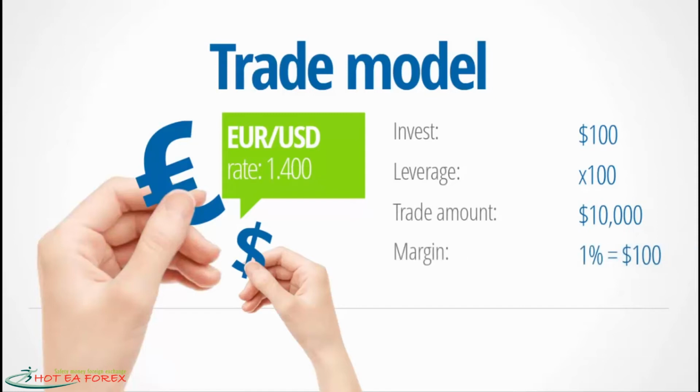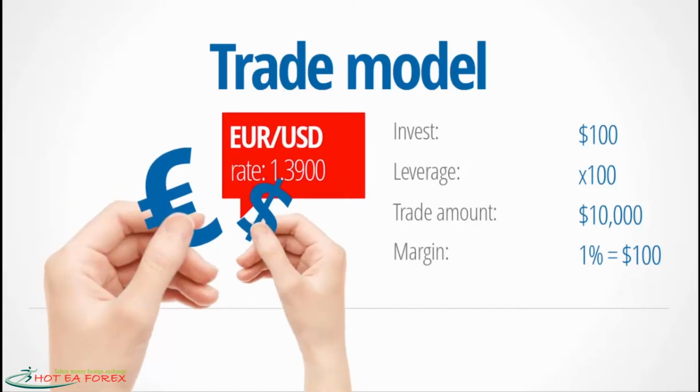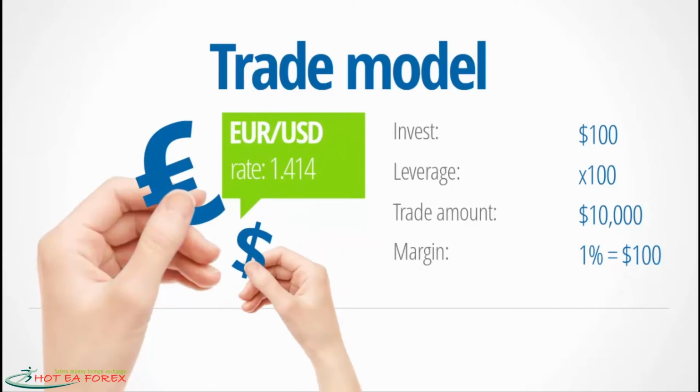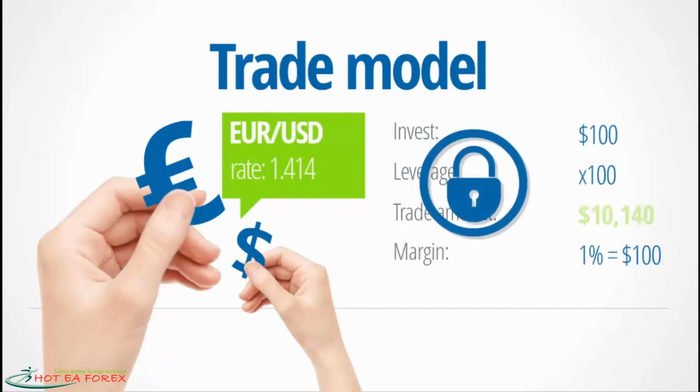That means that if the value of the pair drops by 1%, then you will lose your trade margin and your trade will be closed. However, if the markets go in the direction you expected, then on a gain of 1%, you will profit by $100. You can then close the deal and bank the $100 you earned and the $100 you invested.